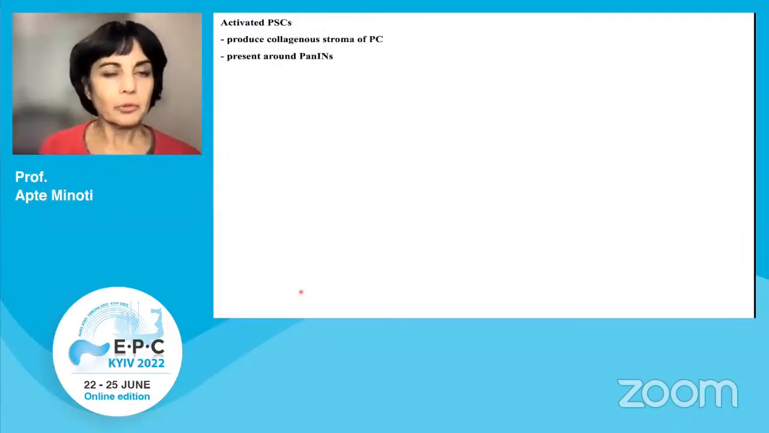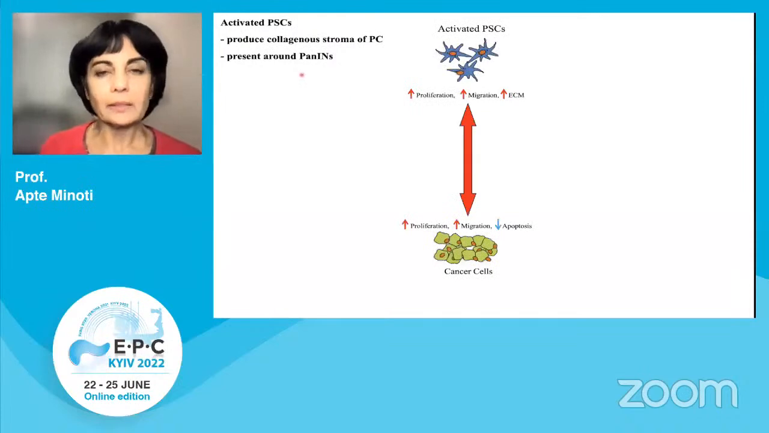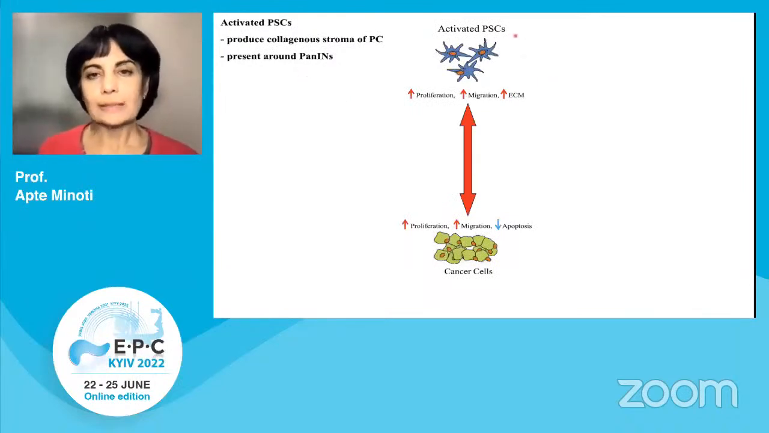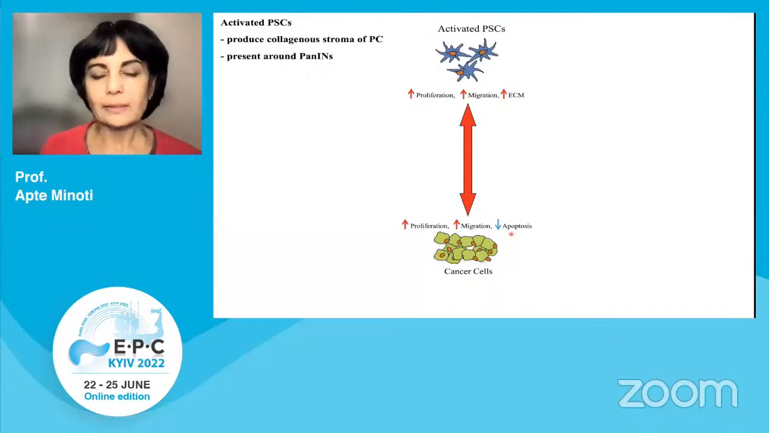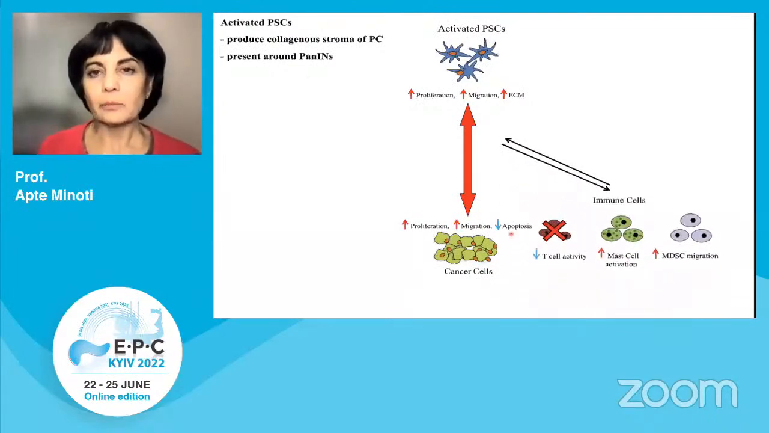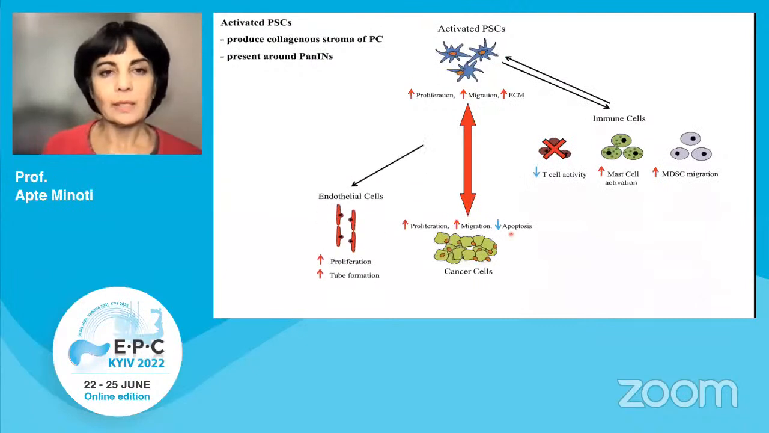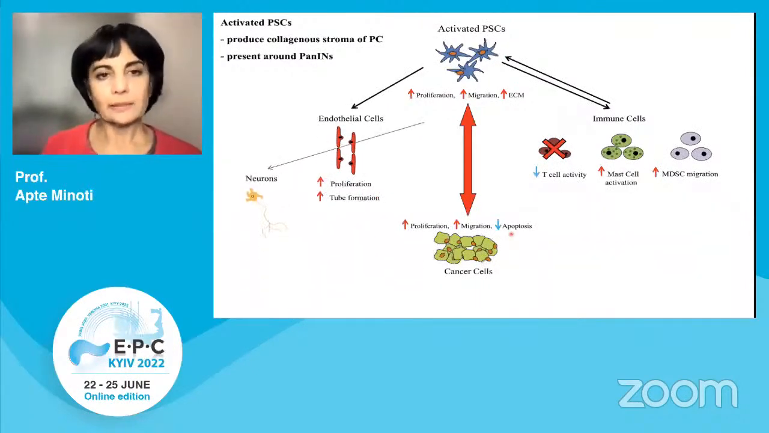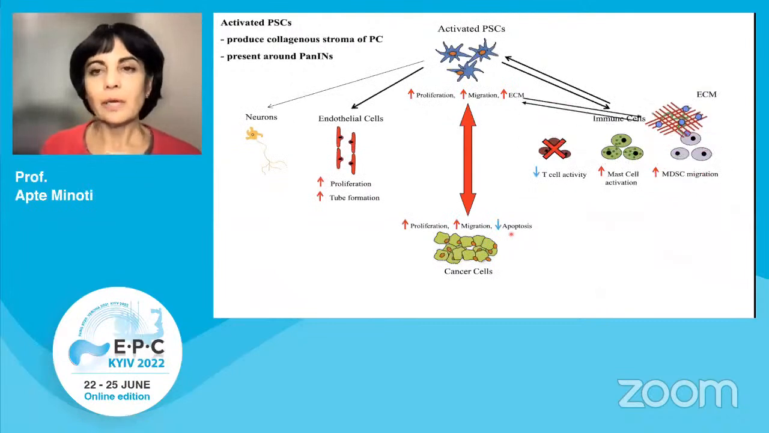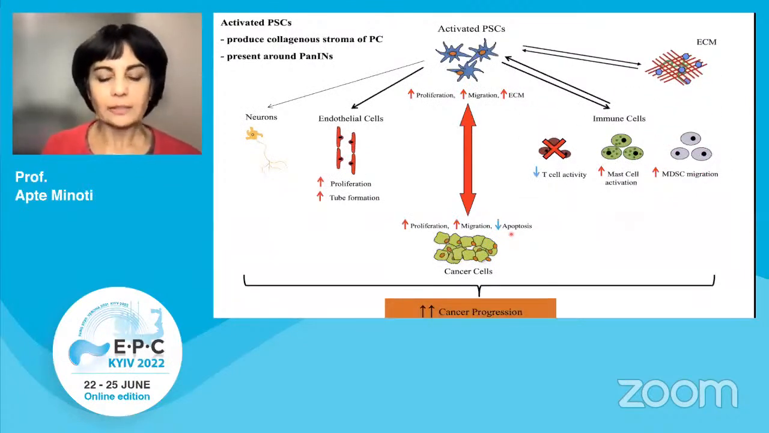Before I go, I just wanted to touch upon very briefly on pancreatic cancer, because we know that activated stellate cells produce the collagenous stroma of pancreatic cancer. And of course, chronic pancreatitis is a major risk factor for pancreatic cancer. Pancreatic stellate cells have been found around the earliest lesions of pancreatic cancer called PanINs. And many groups have now shown that stellate cells interact very closely with cancer cells, as well as with other elements in the stroma, including immune cells, endothelial cells, neuronal cells, and extracellular matrix itself. And all these interactions potentiate cancer progression.